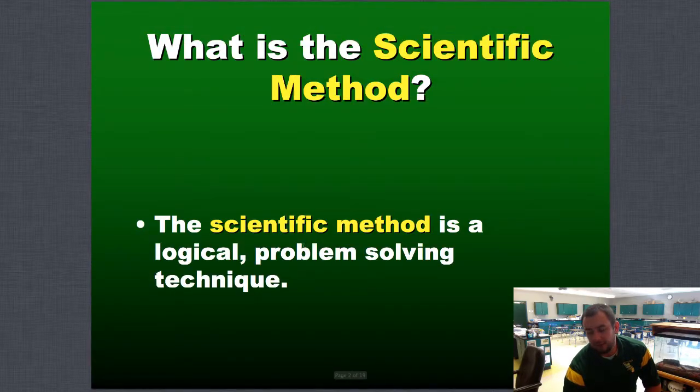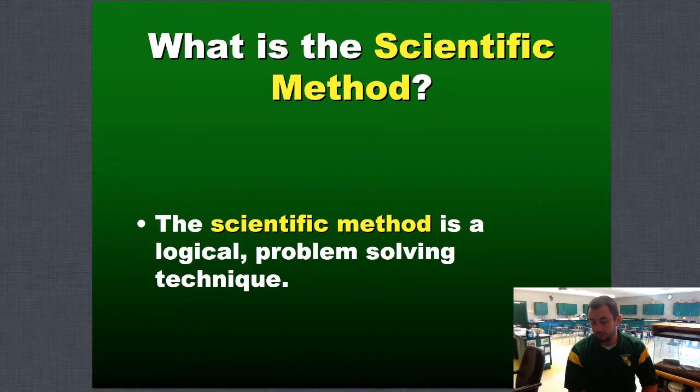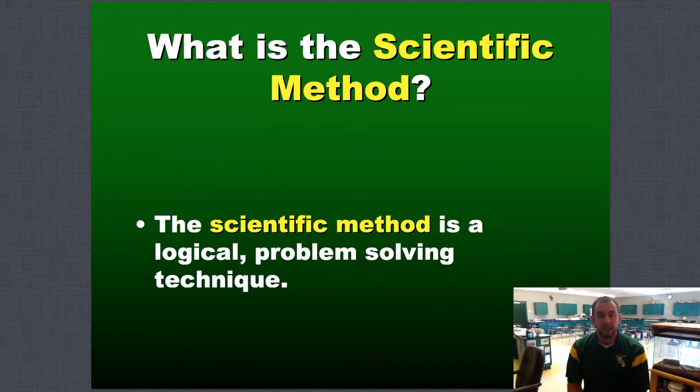So what is the scientific method? The first thing we have to think about is the definition of it. The gist of it is a logical problem-solving technique. That's simple. You're trying to use logic, use a methodology, in order to figure out the answer to a question. So, a logical problem-solving technique.